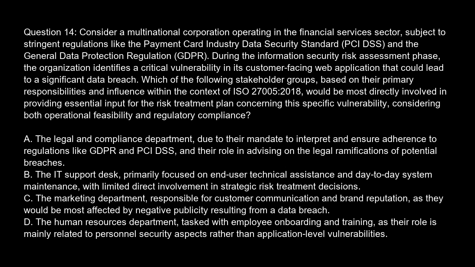Which of the following stakeholder groups, based on their primary responsibilities and influence within the context of ISO 27005-2018, will be most directly involved in providing essential input for the risk treatment plan concerning this specific vulnerability, considering both operational feasibility and regulatory compliance? Option A. The Legal and Compliance Department, due to their mandate to interpret and ensure adherence to regulations like GDPR and PCI DSS, and their role in advising on the legal ramifications of potential breaches.